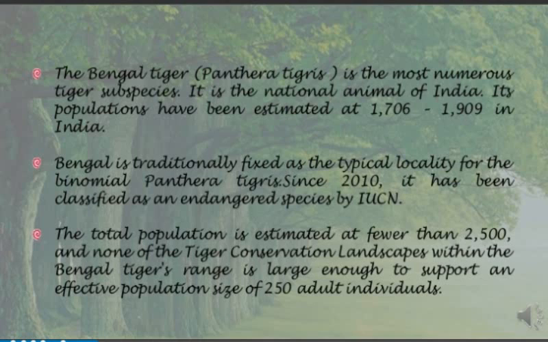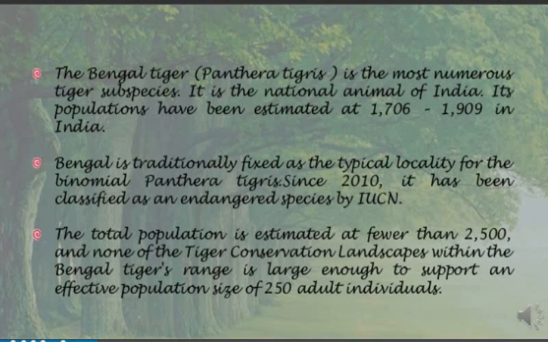The Bengal tiger is the most numerous tiger subspecies. It is the national animal of India. Its population has been estimated at between 1,706 and 1,909 in India. Bengal is traditionally fixed as the type locality for Panthera tigris tigris. Since 2010, it has been classified as an endangered species by the IUCN.